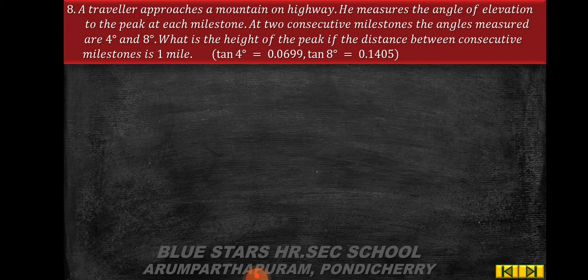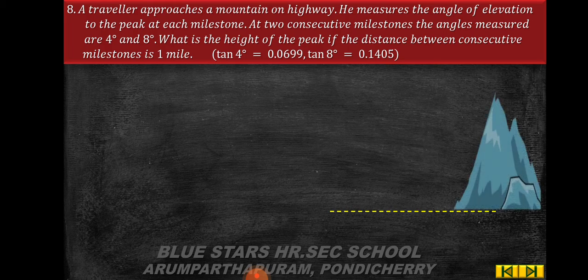Problem number 8, that is the last problem of this exercise. A traveler approaches a mountain on highway. He measures the angle of elevation to the peak at each milestone. At 2 consecutive milestones, the angles measured are 4 degree and 8 degree. What is the height of the peak if the distance between consecutive milestones is 1 mile? So tan 4 degree is equal to 0.0699, tan 8 degree is equal to 0.1405. So the natural tangent value is given.